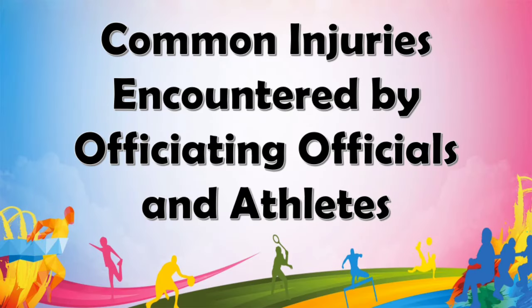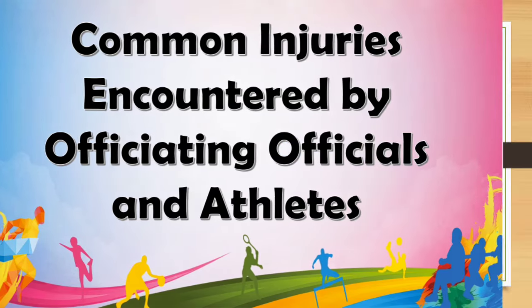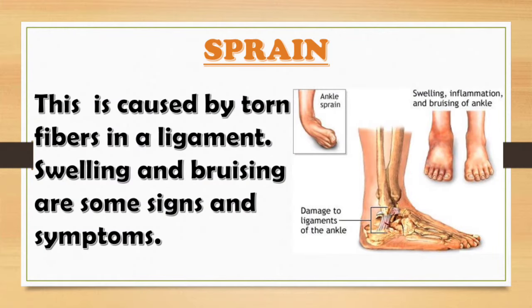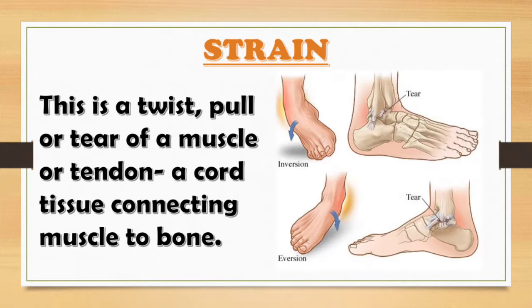Now let's discover what are the common injuries encountered by officiating officials and athletes. Isa-isahin natin ang mga injury na madalas nangyayari sa mga atleta during their games. First one is sprain. This is caused by torn fibers in a ligament. Swelling and bruising are some signs and symptoms. Second is strain. This is a twist, pull, or tear of a muscle or tendon, which is a cord tissue connecting muscle to bone.